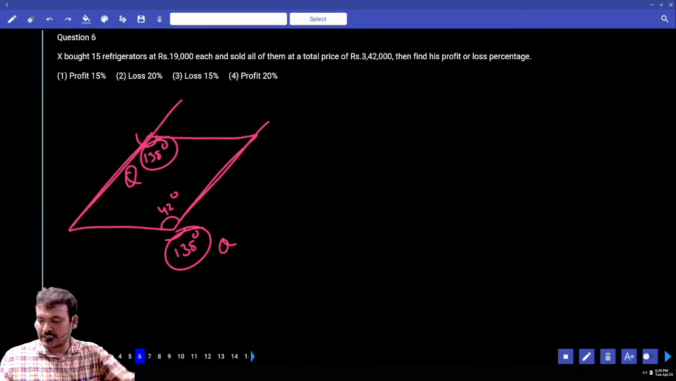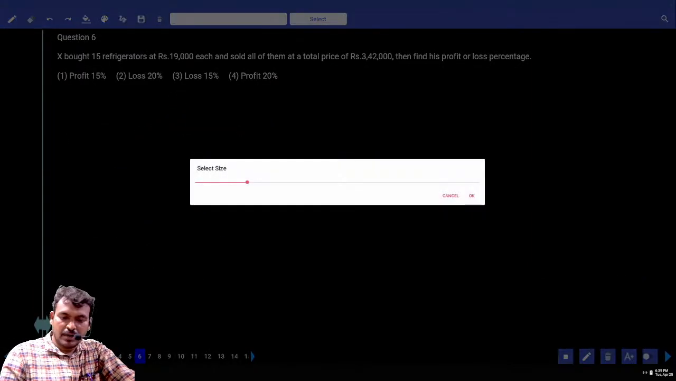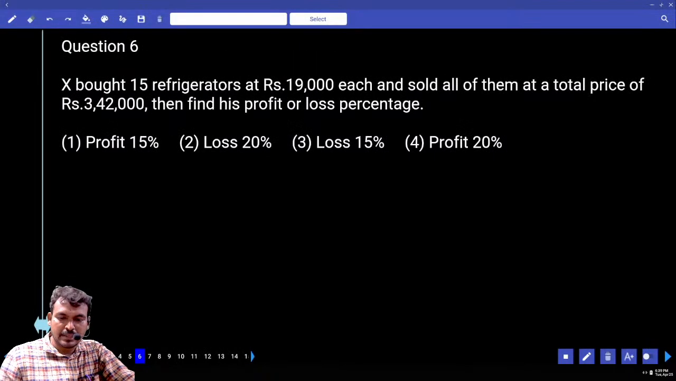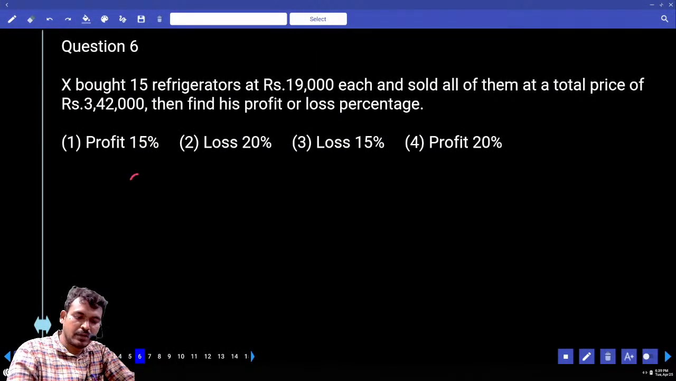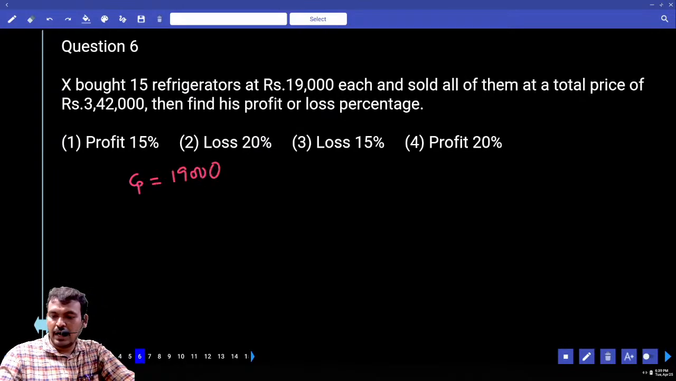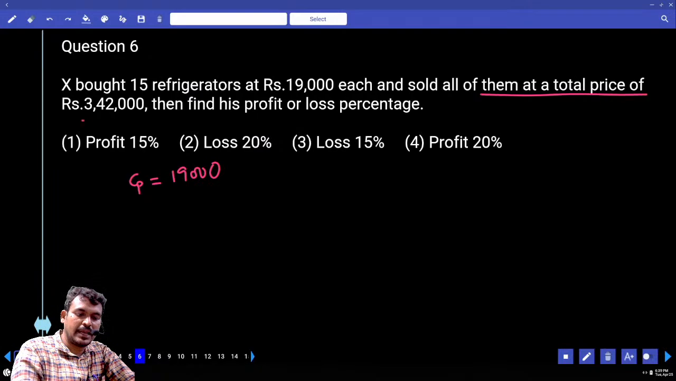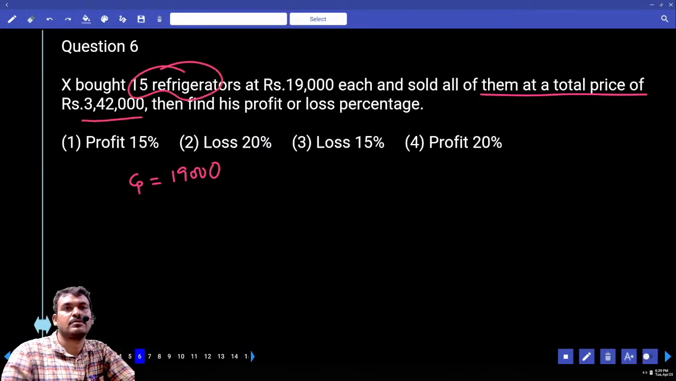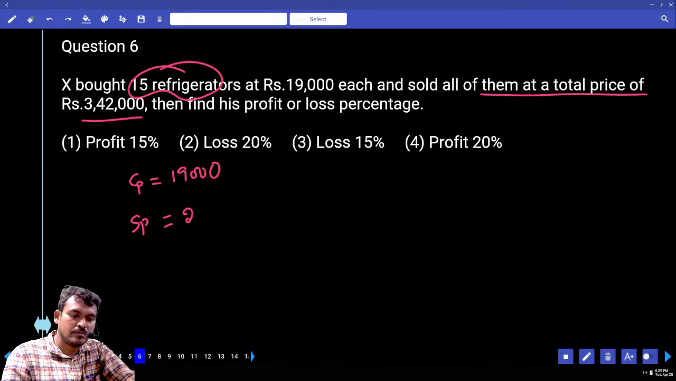Question number 6. X bought 15 refrigerators at 19,000 each. Means each one's cost price is how much? 19,000. Sold all of them at a total price of 3,42,000. That is the total selling price of how many fridges? 15. Divide by 15, we get each one's selling price. 15 goes into 34 how much? 30. What is the remaining?